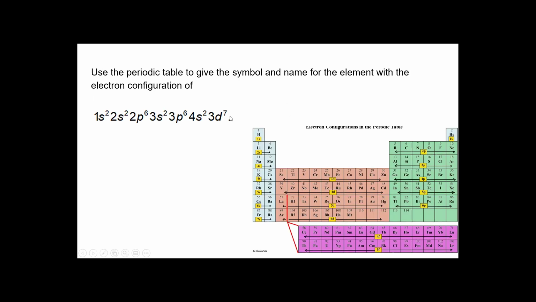Okay, so use the periodic table to give the symbol and name for the element with this. Remember I told you these are addresses, so all we have to do first, add them up. 2, 4. Well, if you wanted to actually look at this in a different way, let's look at it a different way. These are periods, right? 1, 2, 3, 4. Remember I told you that the last one, whatever this is, that's the period number. That's the principal quantum number. Period number and principal quantum number equal.